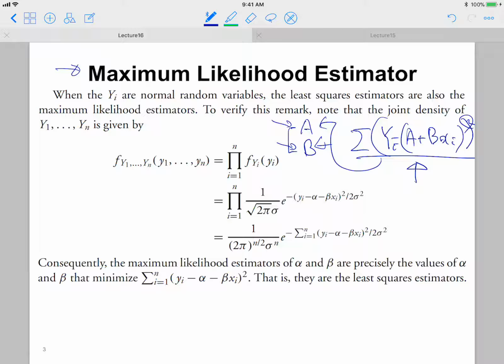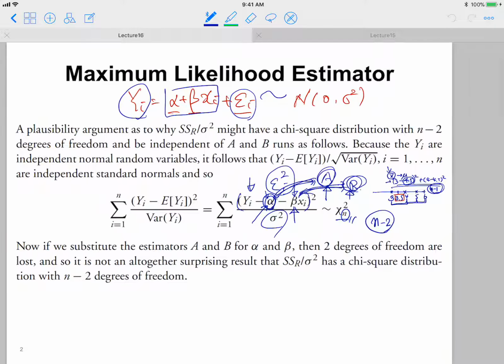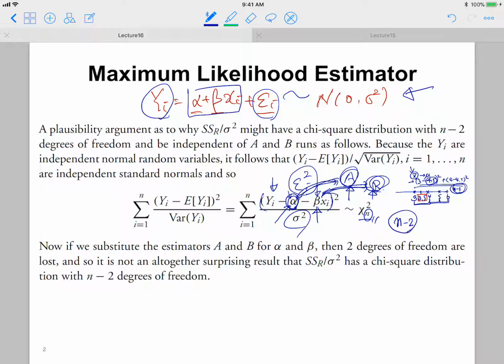So what is the maximum likelihood estimator? We have some unknown parameter that specifies our distribution, and then we compute the joint probability density or probability value of observing our set of observations. And so we still use this particular fact: we first think of this epsilon_i, which follows this Gaussian distribution.